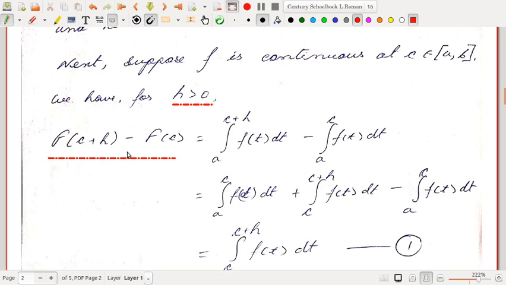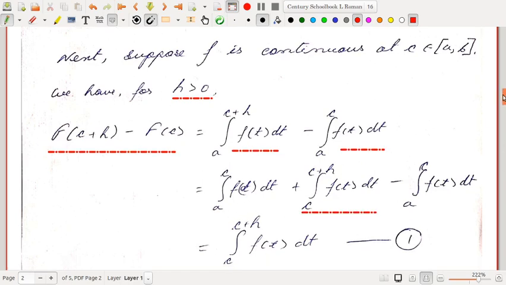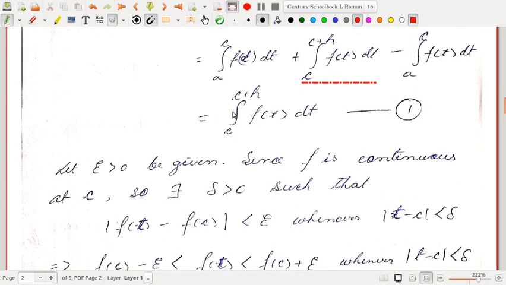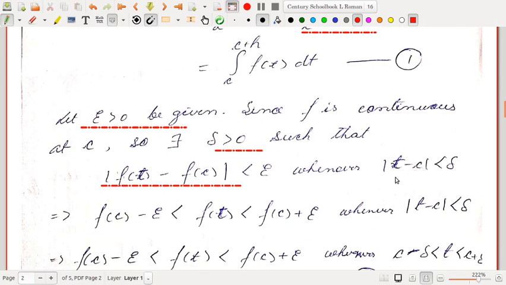So F of c plus h minus F of c is the integral from a to c plus h of f(t) dt minus the integral from a to c of f(t) dt, and this can be written as the integral from c to c plus h of f(t) dt, right? Okay, now let epsilon greater than 0 be given. Then since f is continuous at c, there exists a delta greater than 0 such that mod of f(t) minus f(c) is less than epsilon whenever mod of t minus c is less than delta.